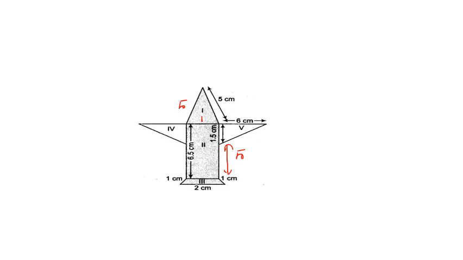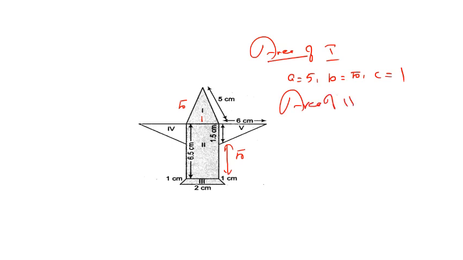This area, first portion. Area of first portion. So here a is equal to 5, b is equal to 5, c is equal to what? 1. Then you can find out area. And second portion. Second portion is what? Area of second portion is length into breadth. So 6.5 into 1. So what is it? 6.5 centimeter square. Now area of third portion you leave it.